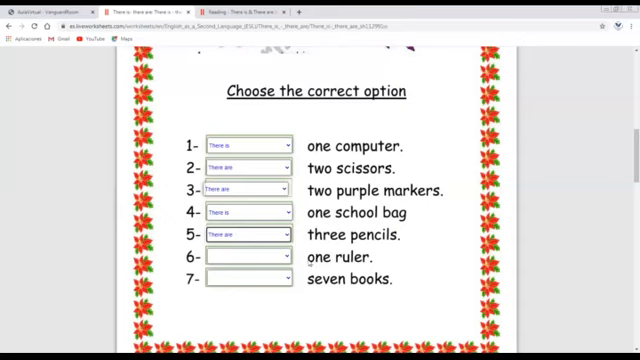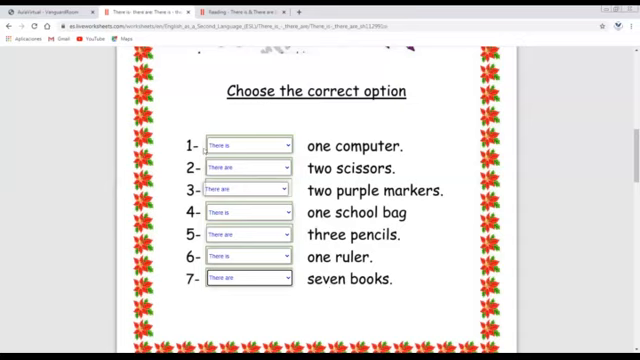Number 6, 1 ruler. There is and there are. The correct option is there is, because this is singular noun. So there is 1 ruler. And finally, number 7, 7 books. The correct option is there are. There are 7 books.